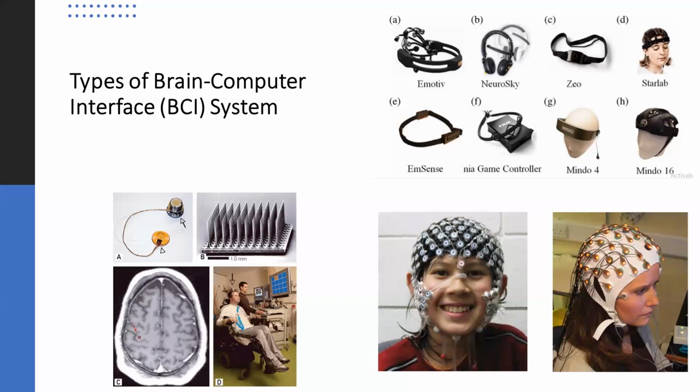The last one is the invasive type. It shows the intracortical microelectrode array and its placement in a patient with disability. It consists of a 100-microelectrode array shown on top of a US penny. The microelectrode array is shown in a scanning electron micrograph.